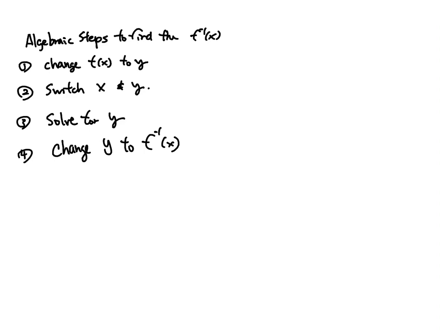So let's go ahead and check out part A. f of x equals 4x minus 1. So we change the f of x to y.